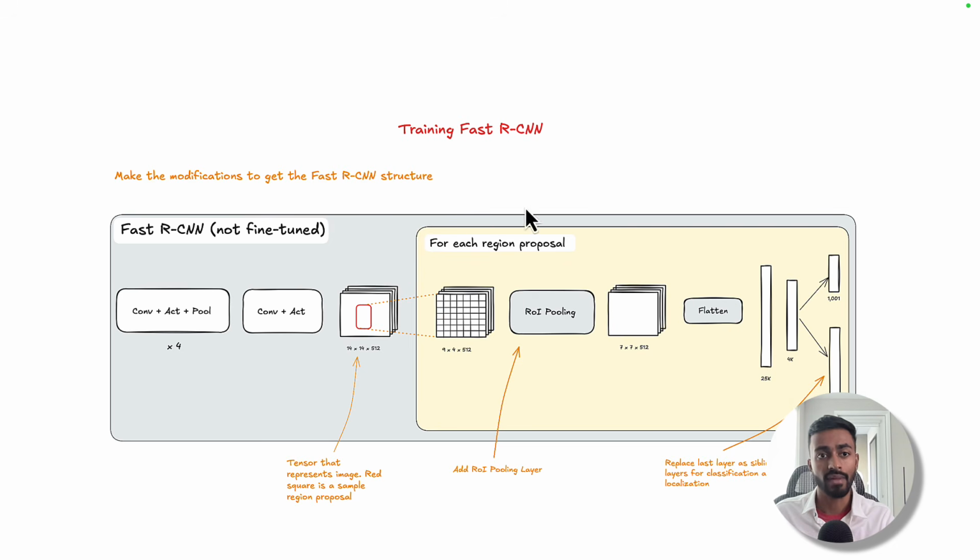Next, we make the modifications in order to get the fast RCNN structure. This is like what we mentioned before, right? So we have 4 convolution activation poolings, followed by convolution activation. And then remember, the last max pooling, there was a max pooling over here. We're going to replace that with RoI pooling. So we add that RoI pooling layer. And then we also replace the output 1000 neuron layer with sibling layers for classification and localization. And hence we have the fast RCNN architecture, which is not fine-tuned.